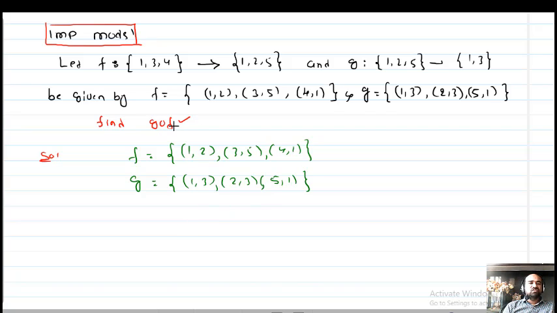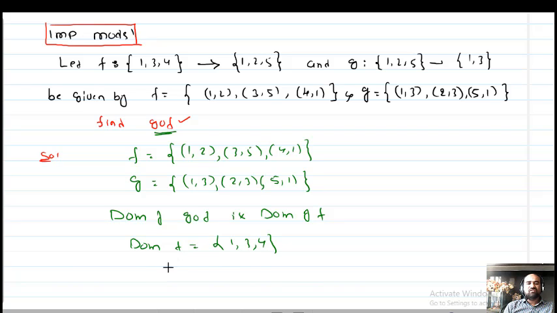Okay. So G circle f you want. First we need to perform f, next G. What is the meaning of that? The domain of G circle f is the domain of f. Understood? What is the domain of f? Domain of f equal to 1, 3, 4.